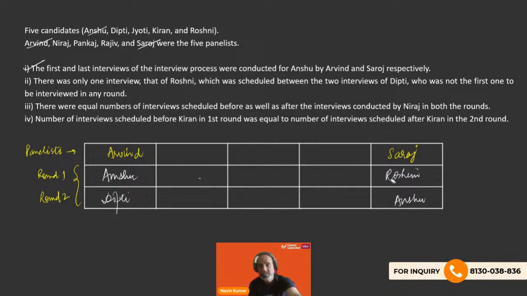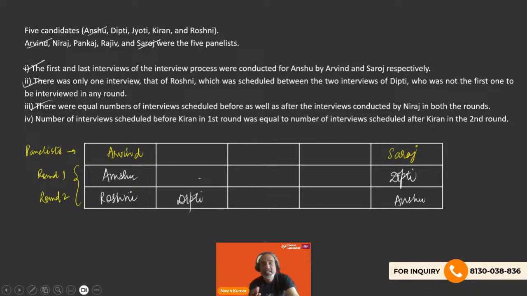So the next possibility is if we shift Dipti. Basically, we are supposed to have a gap of 1, so that Dipti is here, there is a gap of 1, and again Dipti is here, right? And so Roshni will take this place. Now both the interviews of Dipti are not in the same round, and there is only one gap between two interviews of Dipti, which is taken up by Roshni. And also, Dipti is not the first one to be interviewed in any of the rounds, right? Everything makes sense here. Okay.